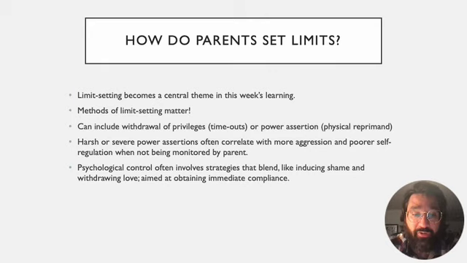Psychological control often involves strategies that blend, like inducing shame and withdrawing love, aimed at obtaining immediate compliance. So making the child feel bad about themselves and then withdrawing love, withdrawing affection. That's a form of manipulation. Making the child feel that there's something wrong with them, and at the same time becoming less affectionate, giving them the silent treatment, for example.